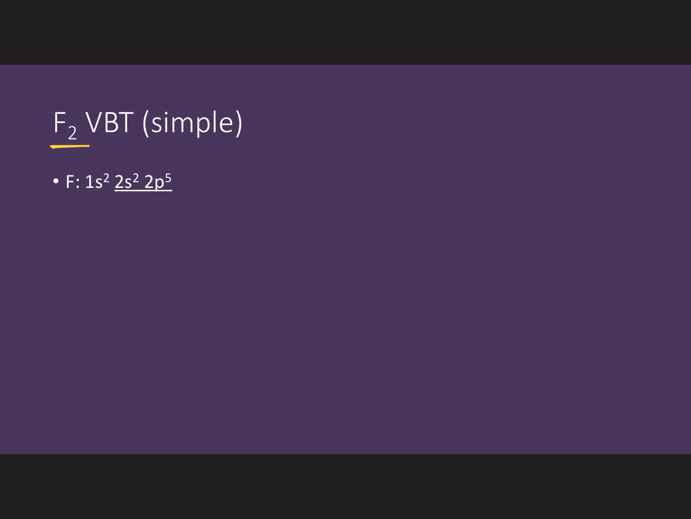Here I'm highlighting our valence electrons because those are the ones that are involved with bonding. Those are the ones we're going to be interested in making the bonds. Here I've outlined the orbital diagram for these valence electrons.